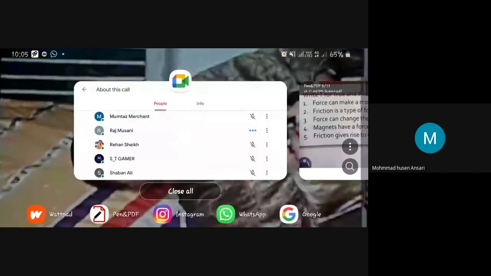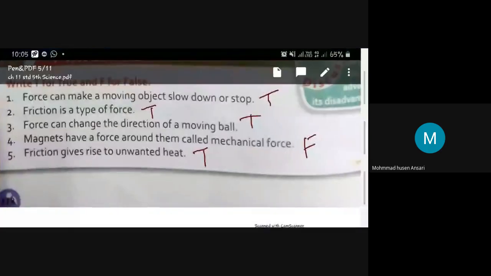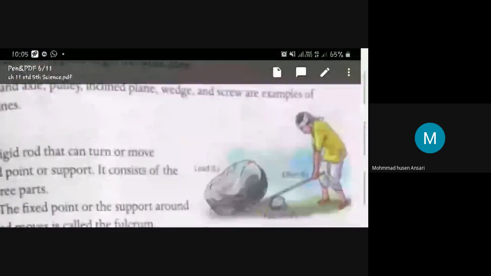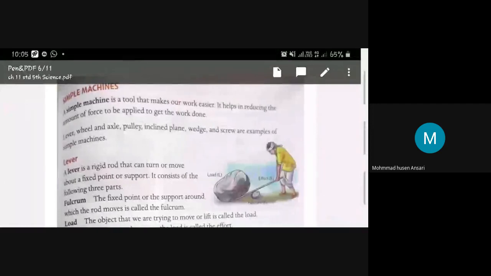Now we will continue. We have finished force. Then we will start simple machines tomorrow.